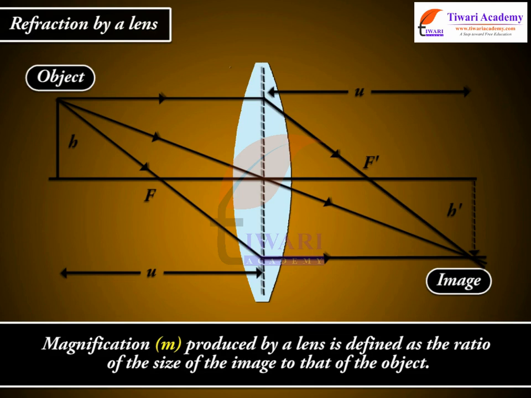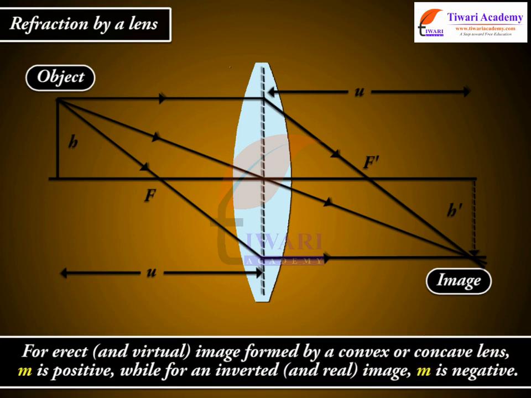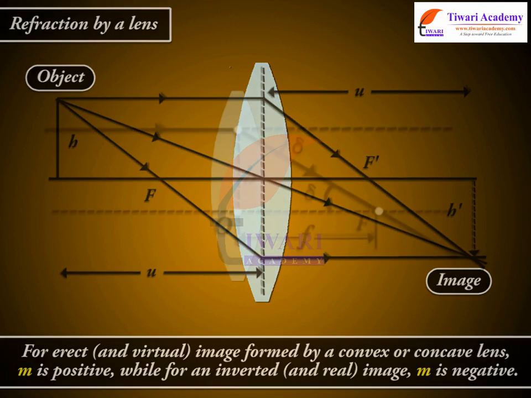Magnification m produced by a lens is defined as the ratio of the size of the image to that of the object. It is easily seen that for a lens, m is equal to v by u is equal to h prime by h. For an erect and virtual image formed by a convex or concave lens, m is positive, while for an inverted and real image, m is negative.